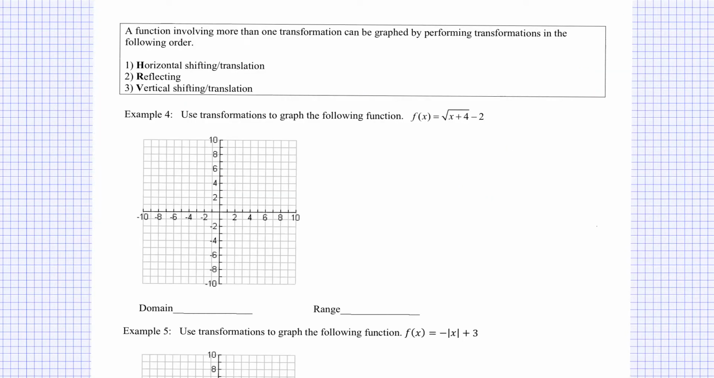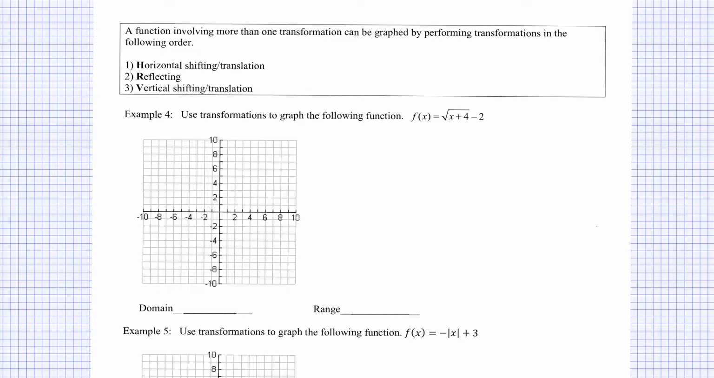Now, a function can involve more than one transformation, and functions that do involve more than one transformation can be graphed by performing the transformations in the following order. First, we'll do any horizontal shifting or translation. Then we'll do any reflecting about the x or y axis. And then we'll do any vertical shifting or translation last. And if we go in this order, then the graph will end up where it needs to be. So let's look at some examples of that.